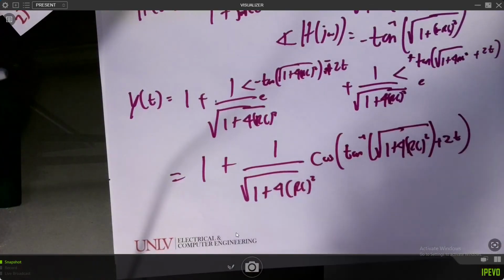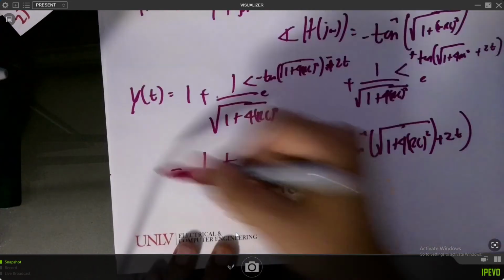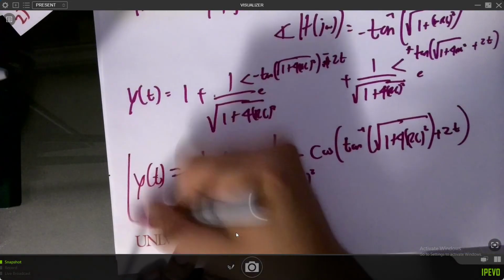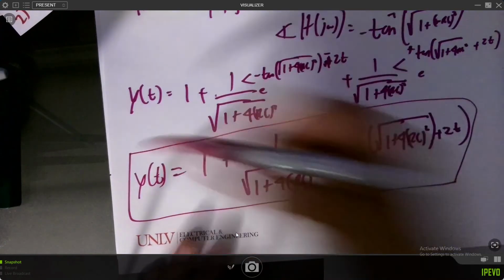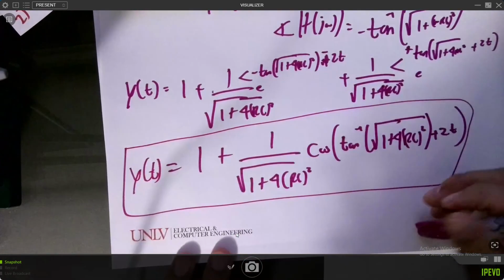There we go. I think that's correct. Actually, I didn't even check my notes. Yeah, I think that's actually correct. Yes. There you go. Oh my gosh. Whew. And that's your final solution.